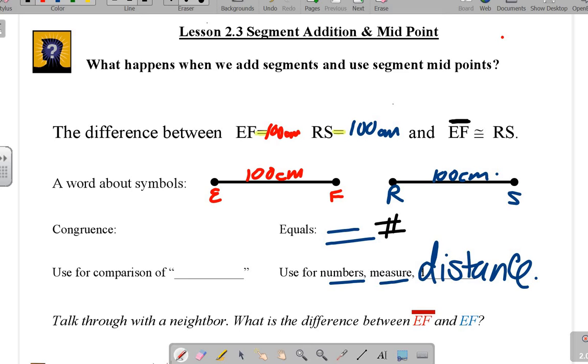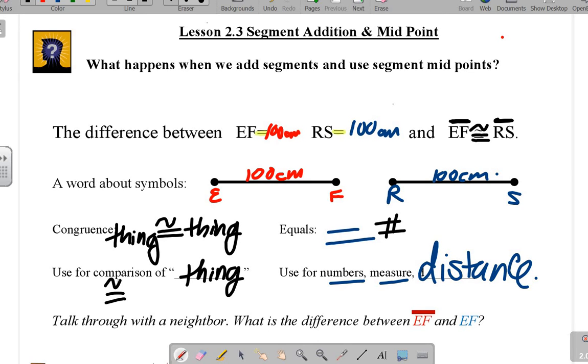The segment EF and the segment RS. And we use this symbol called congruent. What's that symbol? Put a little congruent and write this. A congruent symbol compares things. So if you see a congruent symbol, you do not put a number on the other side. It means you're going to compare one thing to another thing.